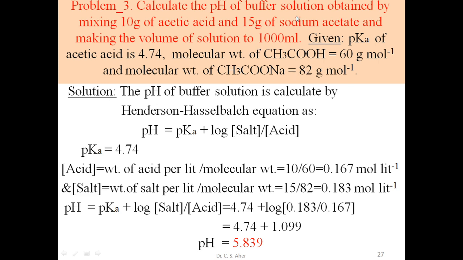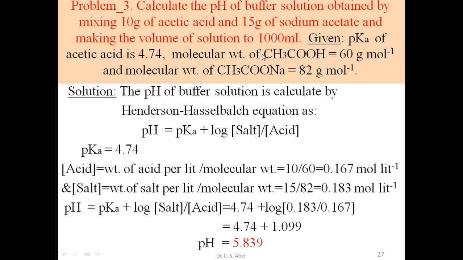This is an acidic buffer, so we directly get the pH value by using the Henderson-Hasselbalch equation. pH is equal to pKa plus log of salt concentration upon acid concentration. Again, in this example the pKa value is directly given, it is not Ka, it is a direct pKa value of 4.74. What we require are the acid and salt concentrations. The concentration of acid is equal to weight of acid per liter upon molecular weight. What is the weight of acid? 10 gram per liter upon its molecular weight 60. So 10 upon 60 is 0.167 moles per liter.